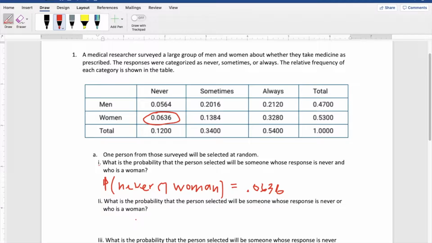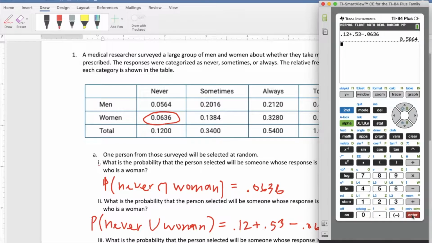Part 2 of part A says what is the probability that the person selected will be someone whose response is never or who is a woman. So our general rule for or is we add, right? Probability of never is 0.12 and our probability of a woman in the sample is 0.53. But if we just leave it there, these 6.36% of people who are both a woman and answered never are being counted twice. They're part of both of these totals. So in order to get my true or, I need to subtract those people. And that would give me 0.5864.